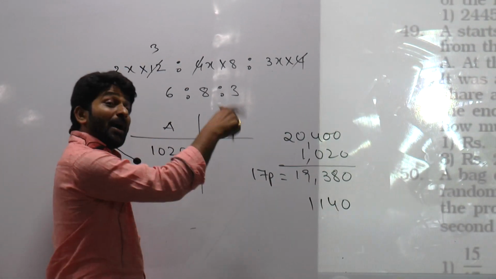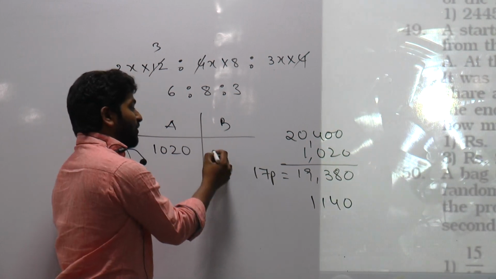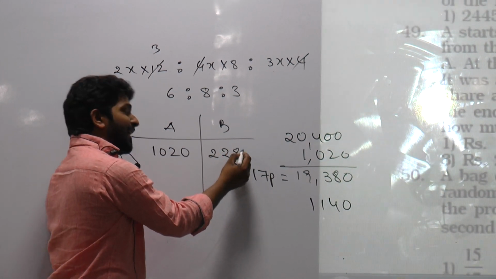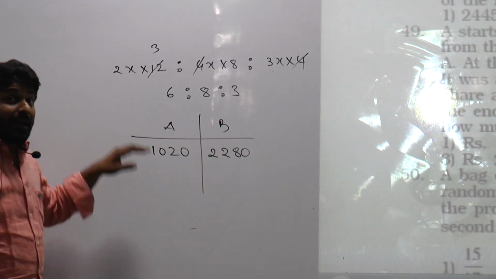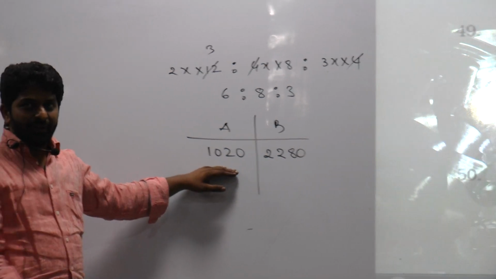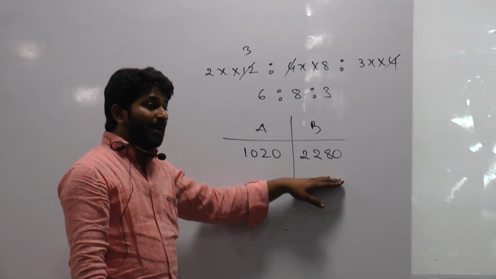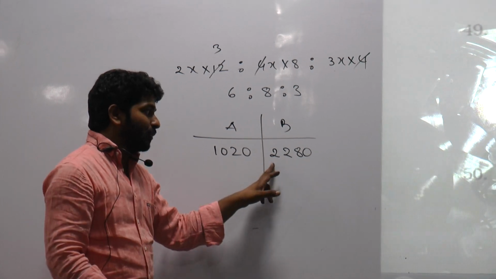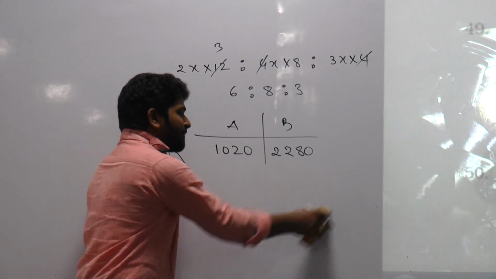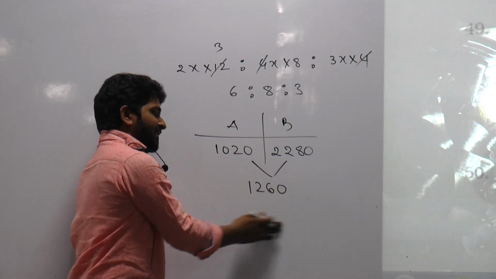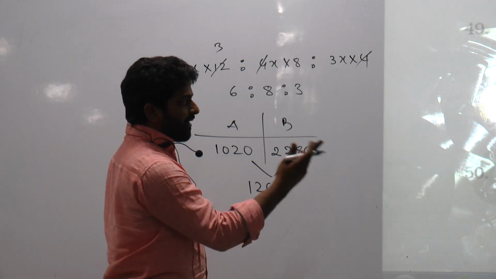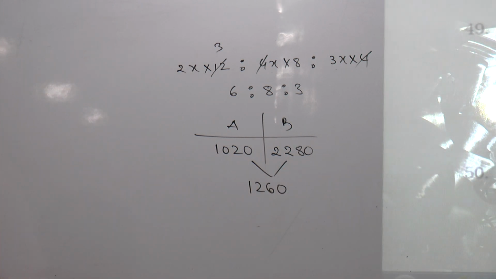B gets 2 parts more in the sense 2280. Yes? Now, A being working partner is getting 1020 rupees separately, and B, in terms of his share, he is getting 2280 rupees more than A. You're asked about difference. I think you just need to take difference between these two numbers. 1260. Who is getting more? B. B gets 1260 more.